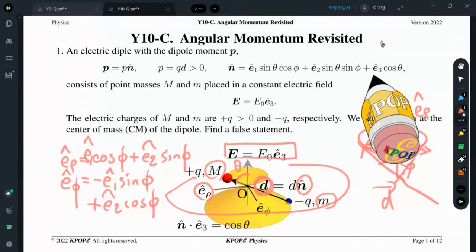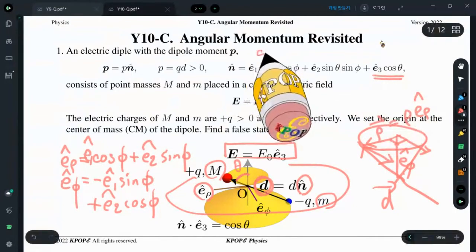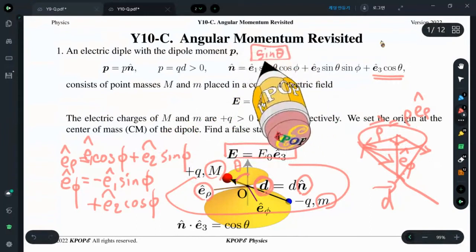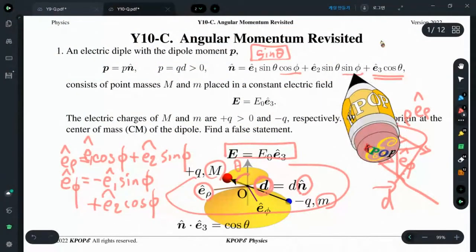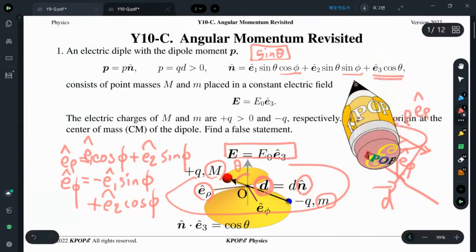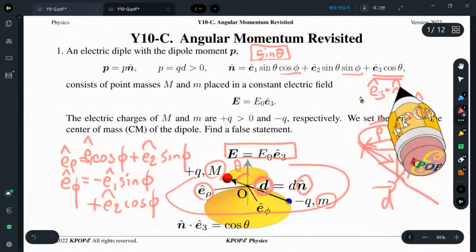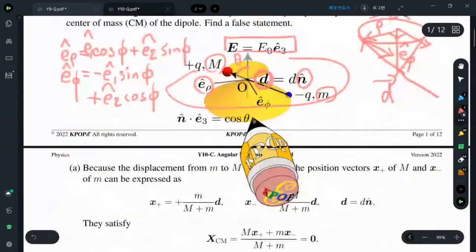Therefore, it has a component along the z-axis, cosine theta. Its perpendicular component is sine theta. And among the sine theta component, its x component is a cosine phi, and its y component is a sine phi. So this is the structure of this problem. Basically, e3 hat dot n hat from this is cosine theta. So everything is ready to solve the problem.